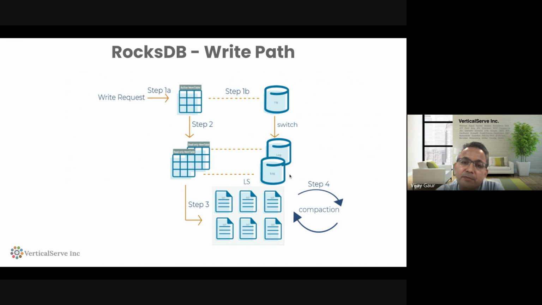In case of KStream, we did not implement that path, the step 1B path. It follows step 2, where these read-only mem tables are periodically flushed down to the disk as SS tables. And these SS table files are then later on compacted by the compaction threads. So now we understand the write path, right?